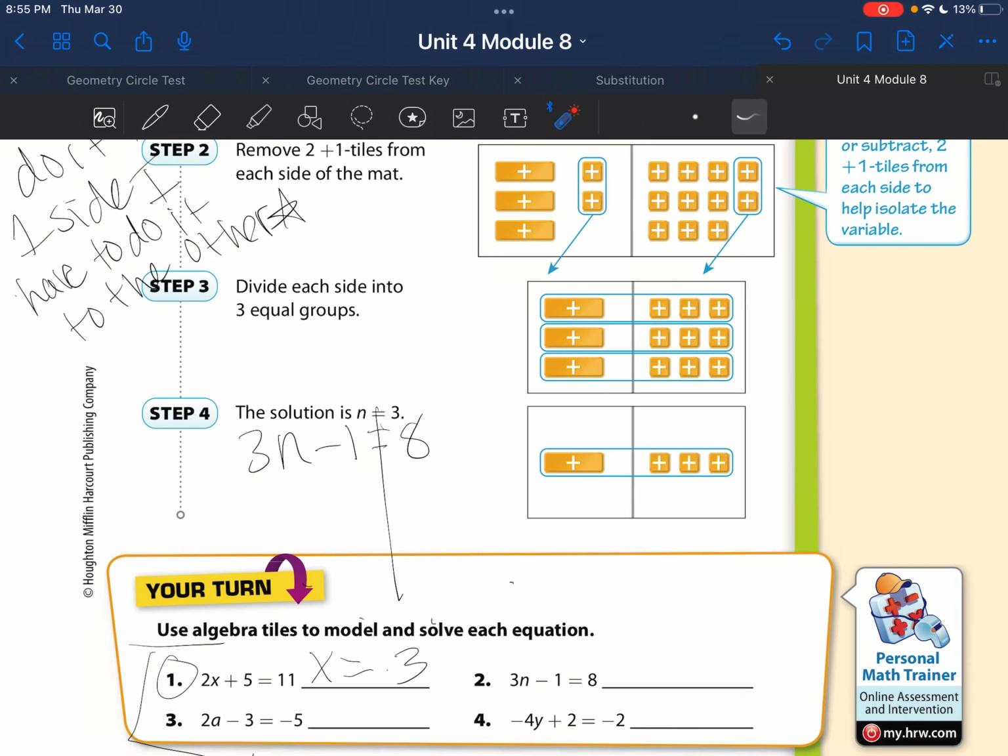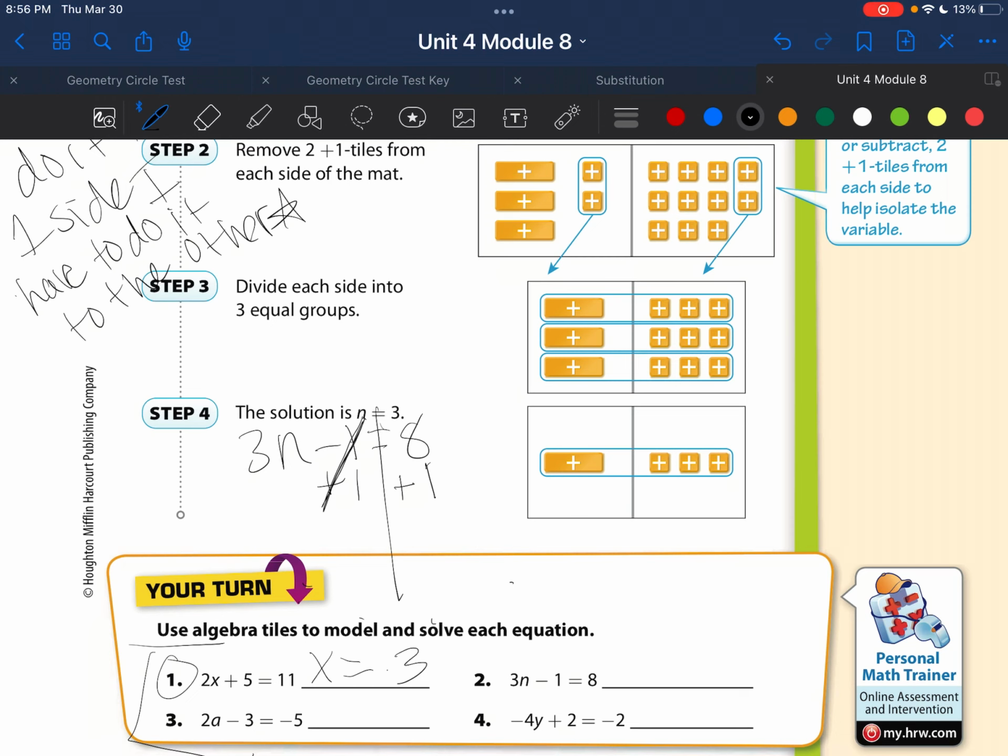So again, we're going to start with the number that is furthest away from the letter. This guy is connected to the letter, so we can't do him. We're going to start with that -1. And what is the opposite of -1? +1. If I do +1 on this side, I have to do it to the other. +1. When I have my -1 +1, those cancel each other out.